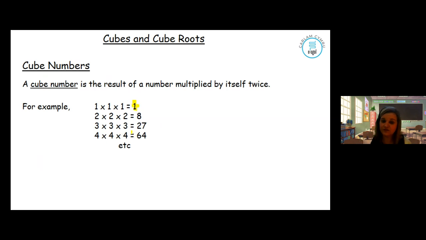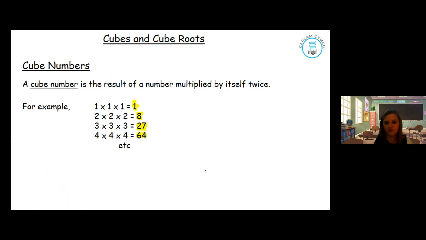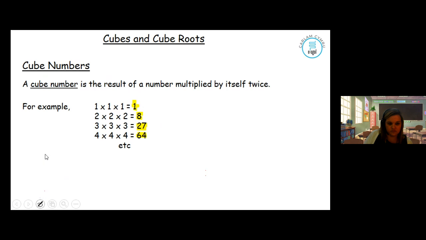2 multiplied by 2 multiplied by 2 is 8. So 8 is a cube number, and obviously that carries on then. So the ones I've highlighted, just like before, are the start of our cube numbers. Sorry, I'm on the wrong thing here. Let me just get back on to clicking off the pen.